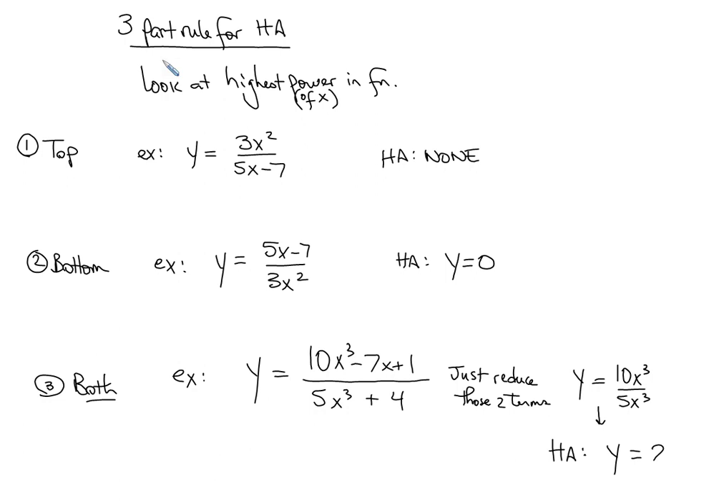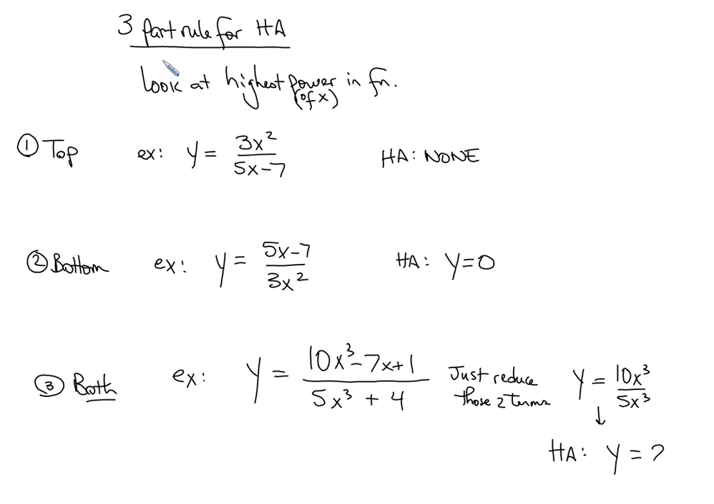Now, will it always be 2? No, it's whatever that reduces down to. So the top one always gives you none. The first one always gives you none. The second one always gives you y equals 0. It's the bottom one that gives you y equals whatever that thing reduces down to on your particular problem.